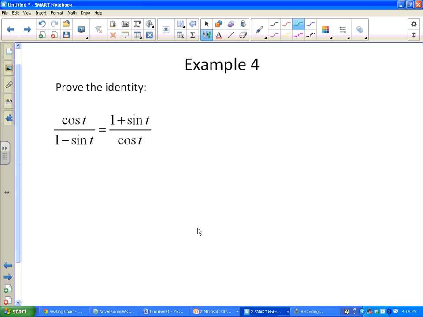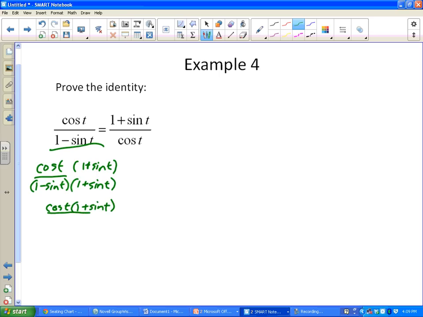Example 4. On example 4, we want to use the difference of squares property. Basically, if I want to work with the left side here, the 1 minus sine on the bottom, I can do something with, because if I multiply it by its conjugate, remember that means it's the same thing but with the sign changed in the middle, if I multiply top and bottom by the conjugate of the bottom, then some nice things are going to happen. I'm going to leave the top undistributed for now.